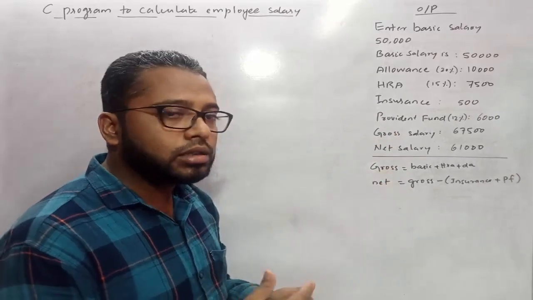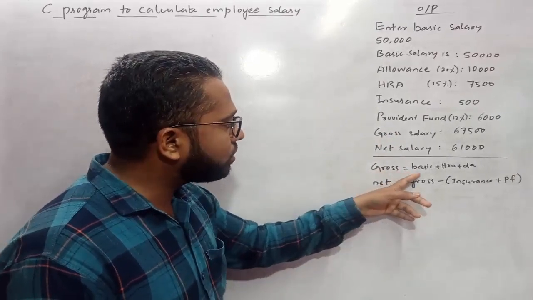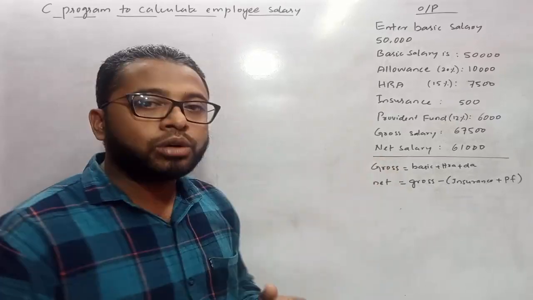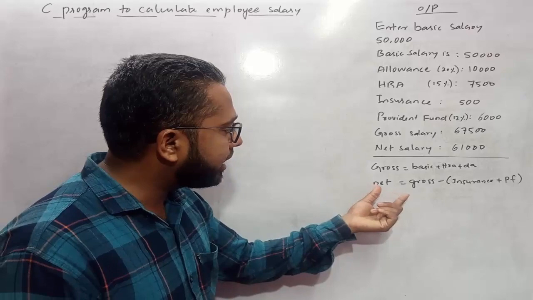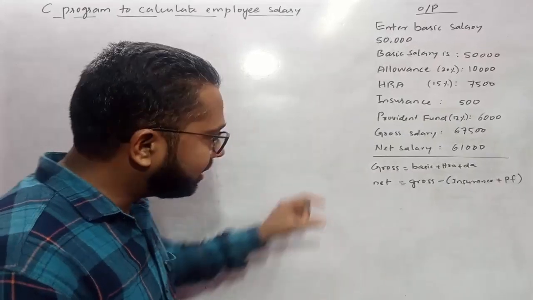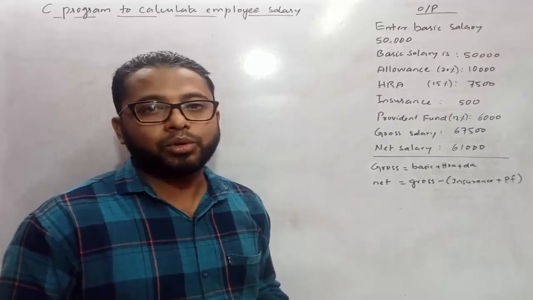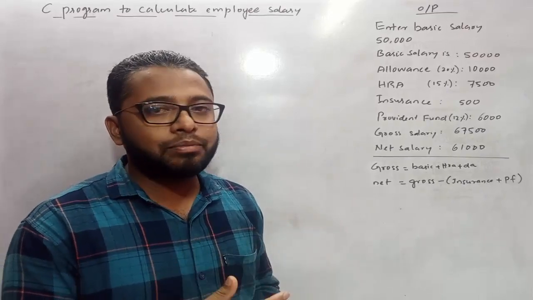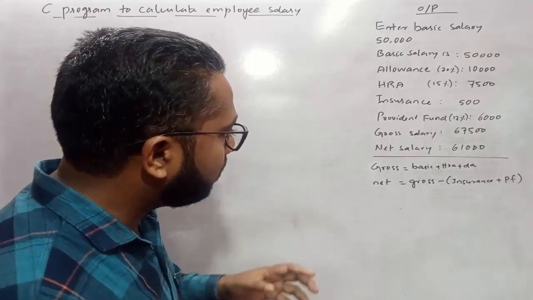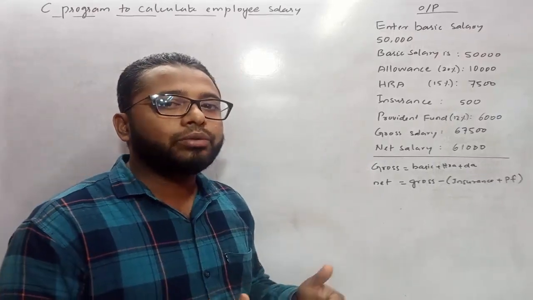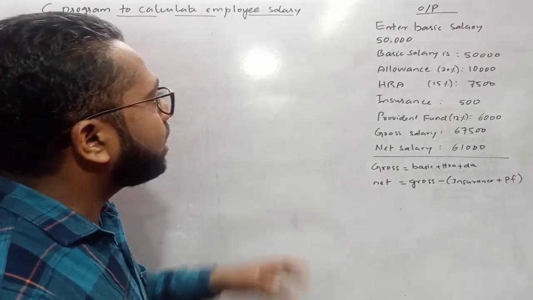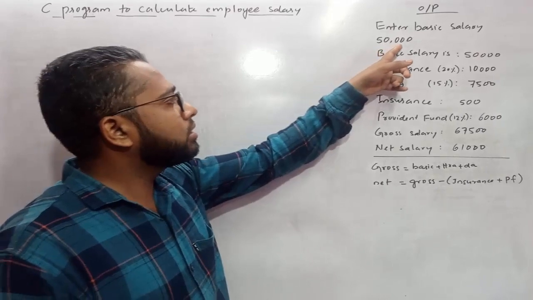To calculate the gross salary, we have the formula gross equals basic plus HRA plus DA, and then finally net salary gets calculated. To calculate the net salary, we have the formula net equals gross minus insurance plus PF. So we will be using these two formulas to write the C program. The program is very simple. We just need to make use of these two formulas, and we also need to know how many variables we need to declare.